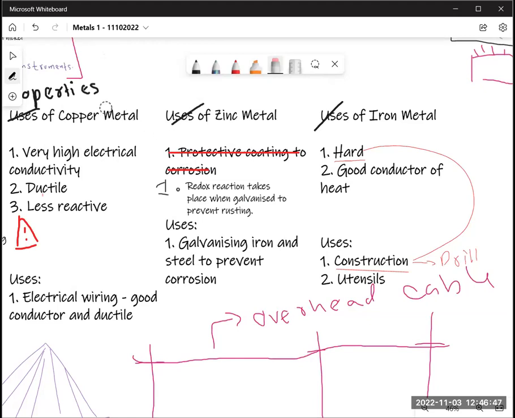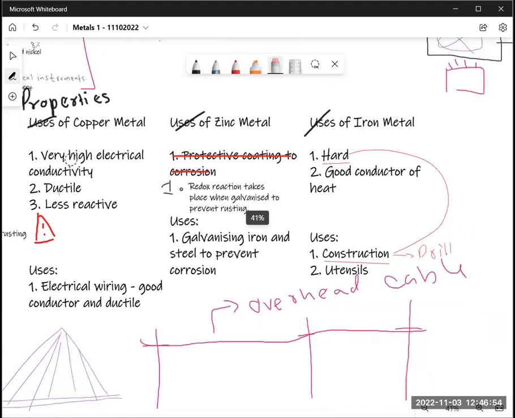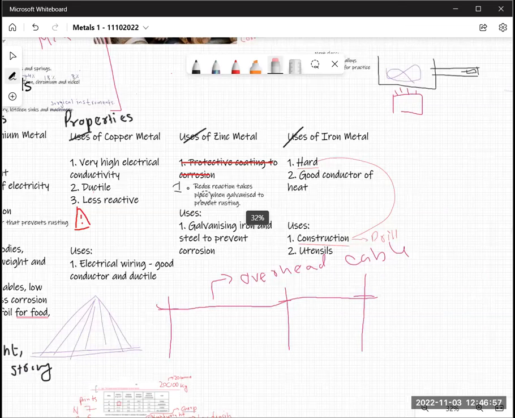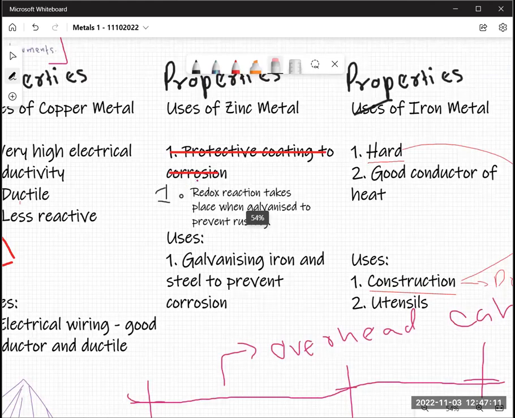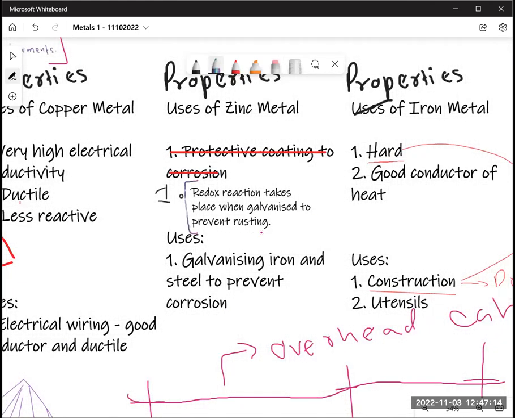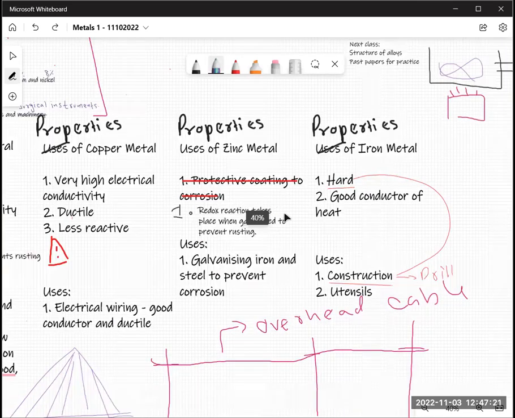Sir, one question. Why did you cut out the protective coating to corrosion? That's aluminium. No, that's not zinc. Oh, okay. Sir, so what do we write for zinc? You write the first point, one property, one use. The first one is the property, obviously. These are properties. And then you have one use for it, right? The property is redox reaction takes place when galvanized to prevent rusting. And then the use is galvanizing iron and steel to prevent corrosion, right?